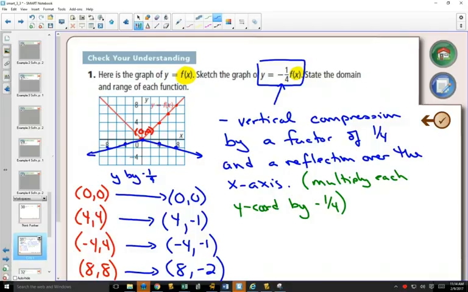Do you recognize the original red graph? If you had to write the actual equation in terms of x. So right now this equation is in terms of f, in terms of the function, but do you recognize what that equation is? It's the absolute value. So then if we wanted to write the equation of our blue graph in terms of x, what would it be? -1/4 absolute value of x.